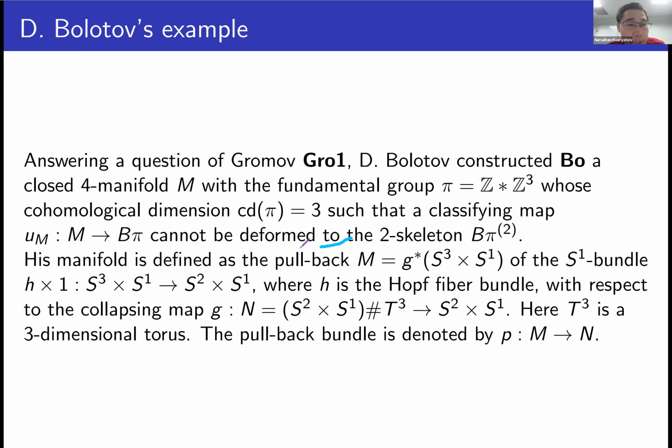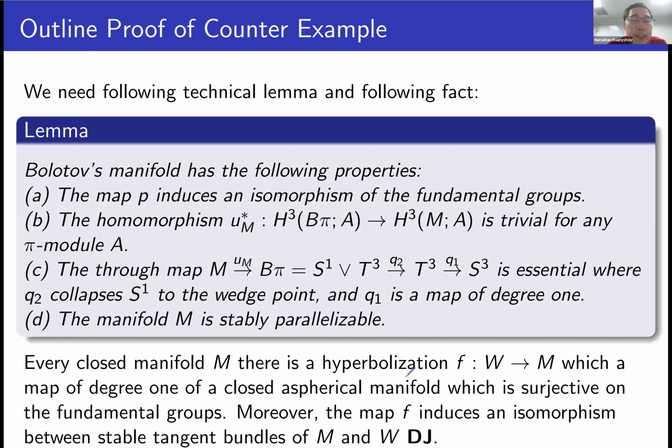This manifold is easy to describe if we consider a pullback diagram. We have this one map, and the second one you can define as a cross product, where the second factor is the identity. H is a Hopf bundle, or Hopf fiber bundle, and now the Bolotov example is going to be just a pullback of this map. Here G is the map from the three-dimensional torus collapsed to a point. So now we have the examples, and we take this example and prove that it has the properties that we want.